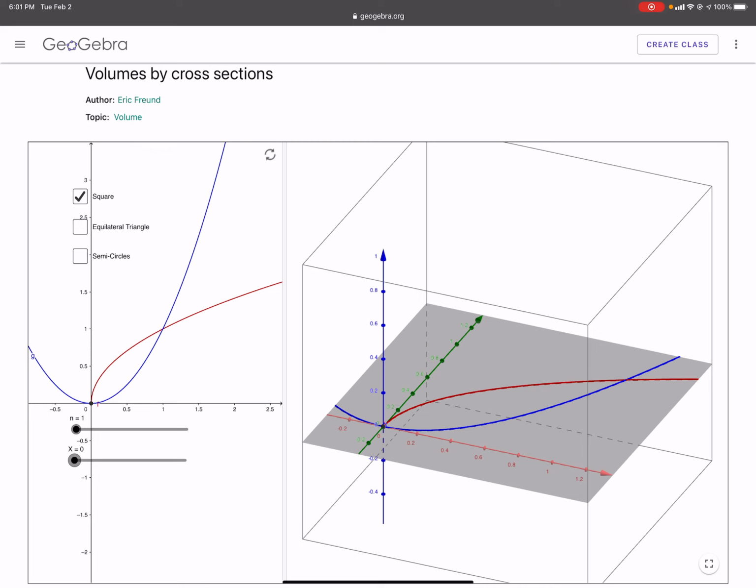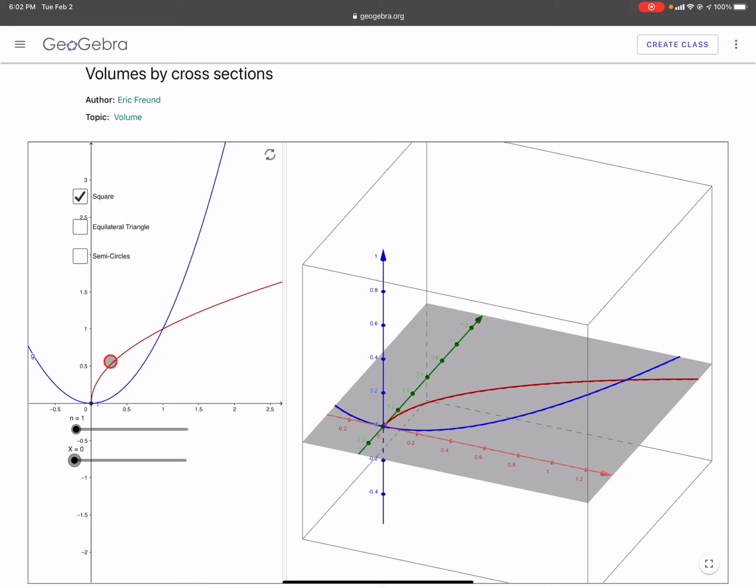The hard part for this one is to be able to recognize and see what your slices look like and what you're actually adding up. So what we have here is a very familiar type of thing. This is square root of x, this red line, and this blue line is y equals x squared. And you have a region bounded by the two. This is a very familiar one.